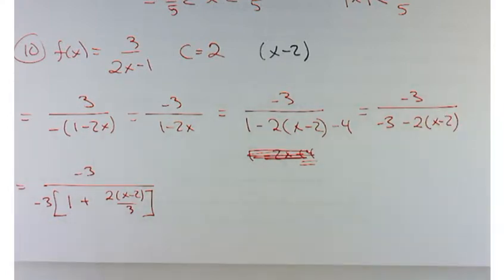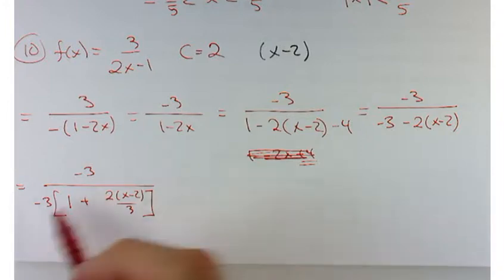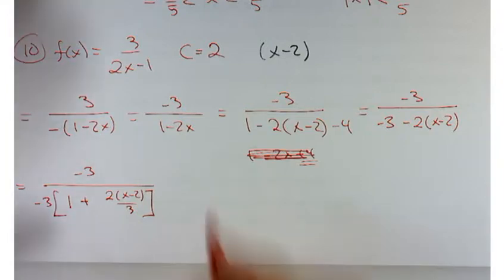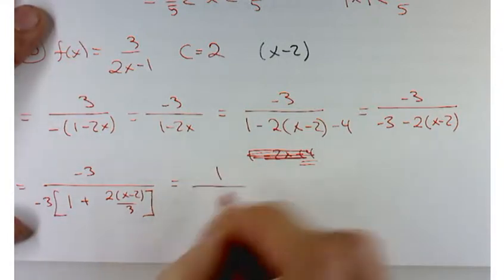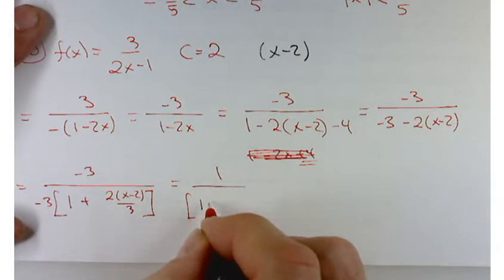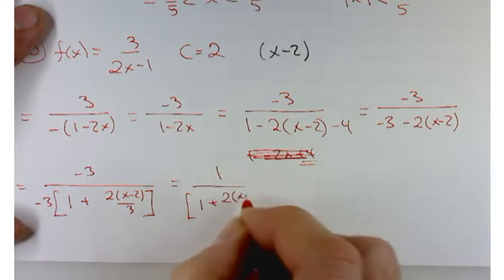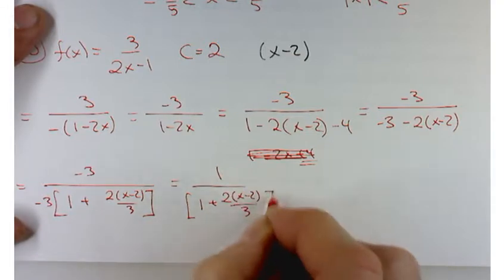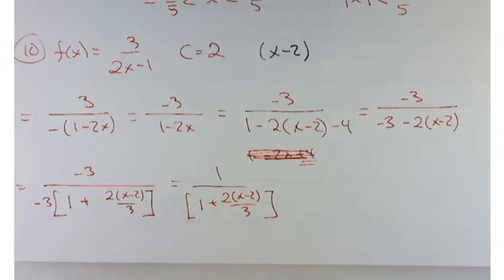I'm getting closer. Remember, my goal is to try and get this to look like 1 over 1 minus x. And I'm getting really close. Is there anything I can do here? You can cancel the negative 3's, right? So it's going to be 1 over 1 plus 2 times x minus 2 over 3. I don't really need the brackets anymore. I just left them so you can see what we had. See how they're pretty much the same.